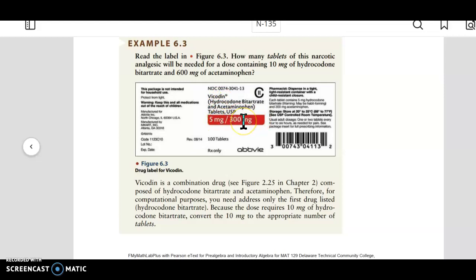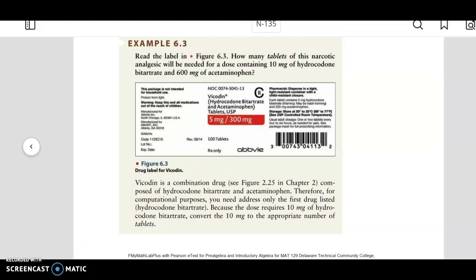They look at the ratio between the 2 drugs, and as long as the ratio is the same for the order and for the medication on the label, then you can use it. If it was not the same ratio, we would have to contact the prescribing physician to do something different.